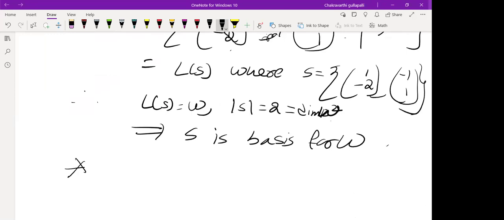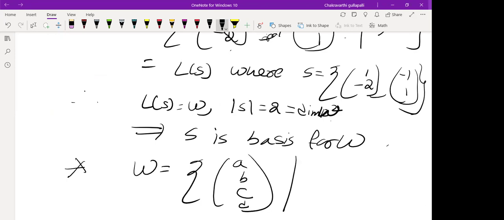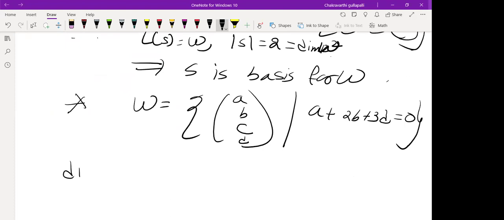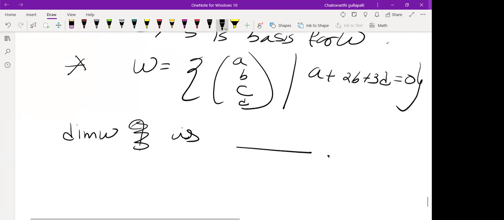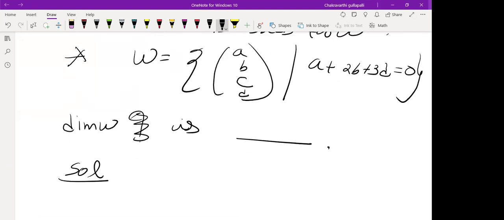Let's see another one. W is equal to the set of all A, B, C, D such that A plus 2B plus C plus 3D is equal to 0. What is the dimension of W? Dimension of W is 3. How do we say 3? We discussed that the other day. So the solution W is a subset of R4 space.